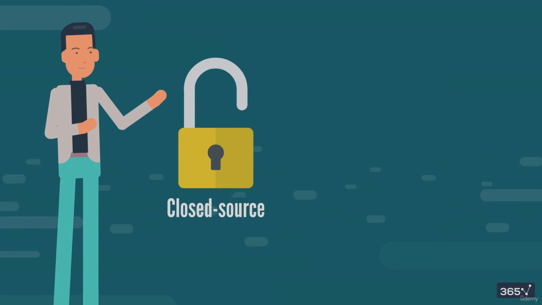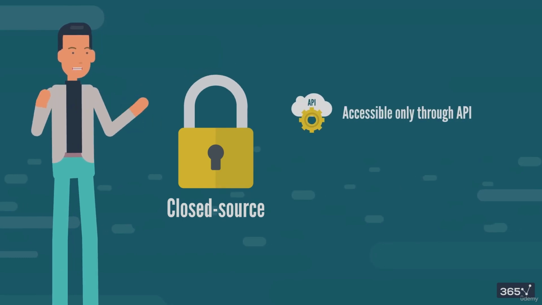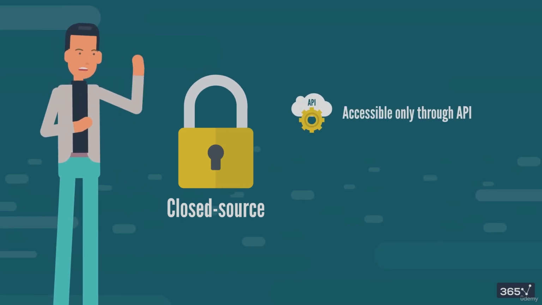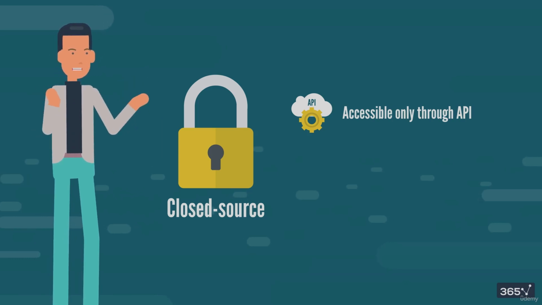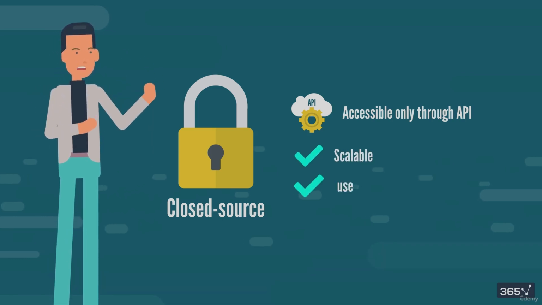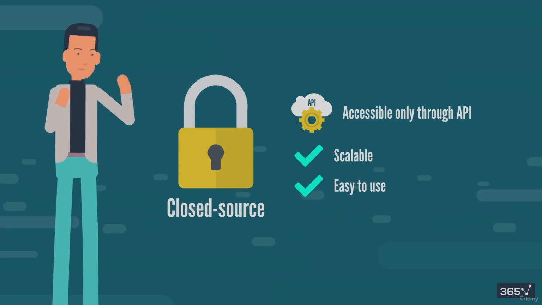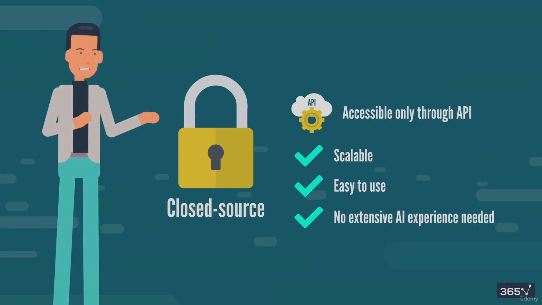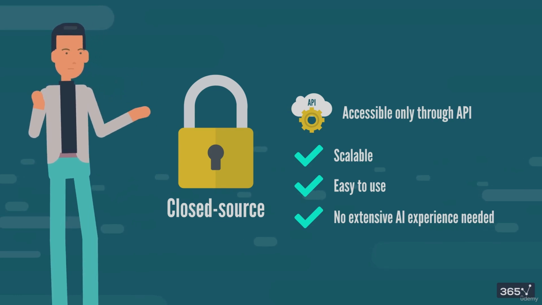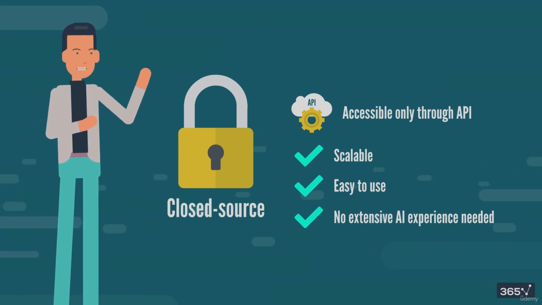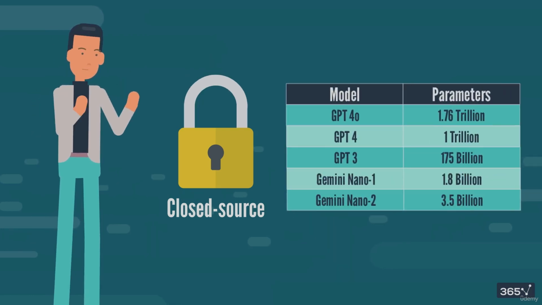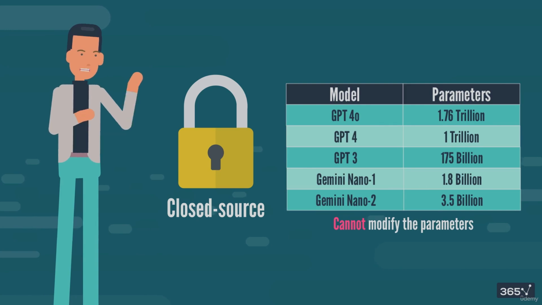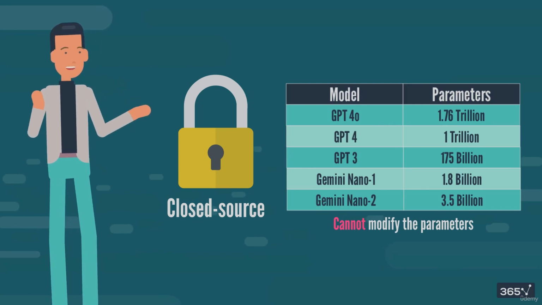Closed source refers to models unavailable to the public and can typically be accessed only through an API. These algorithms offer a higher level of convenience and are designed to be scalable and user-friendly. They appeal to a wide range of applications without requiring extensive AI expertise on the user's part. Closed source models, like their open source counterparts, have parameters that you'll have to consider. However, the key difference is that you cannot modify these parameters in closed source models.